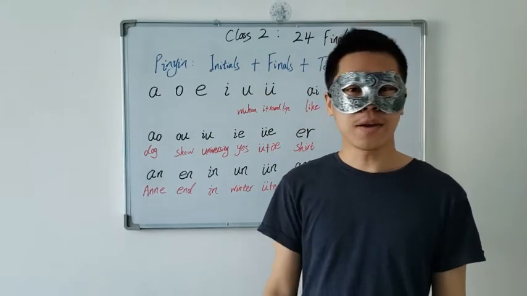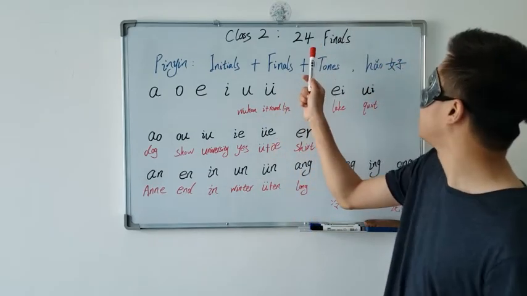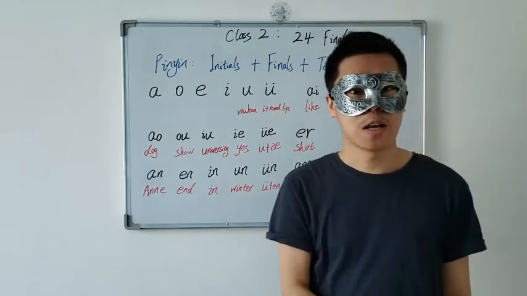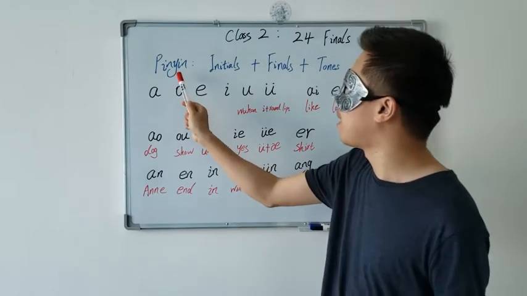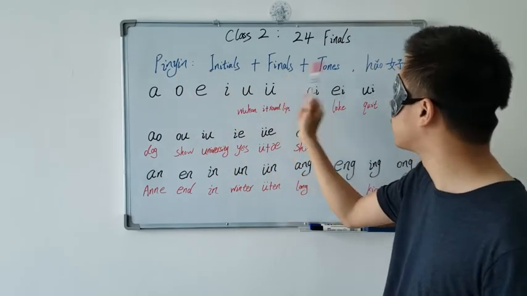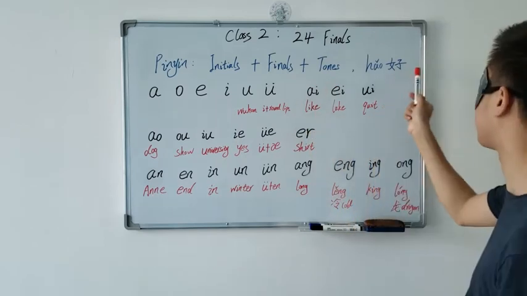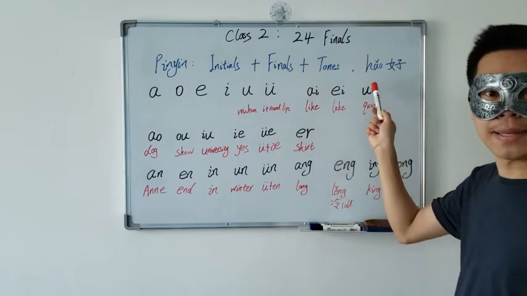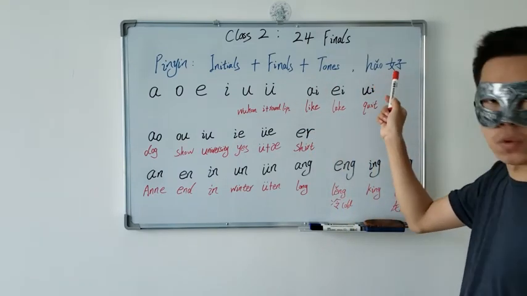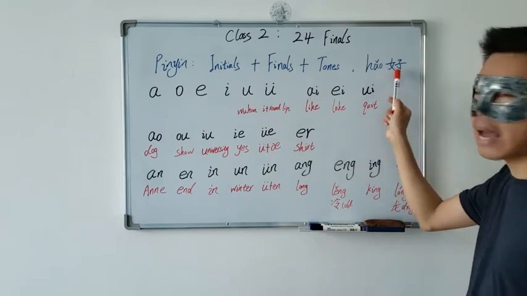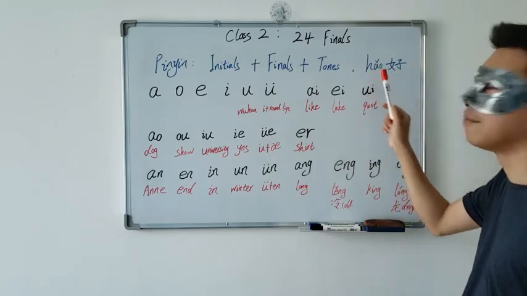So today we are going to learn the 24 finals of Pinyin. We know the Pinyin is combined by the initials, finals, and tones. For example, this character 好, it means good, like very good. So this character's Pinyin is this one.